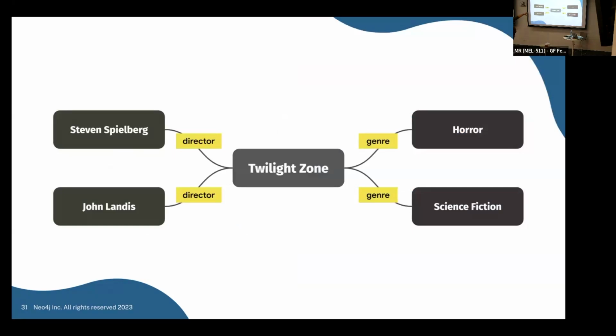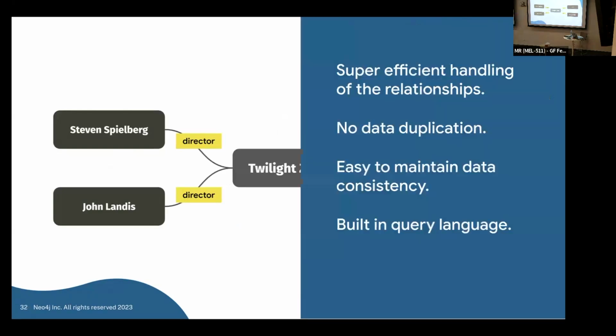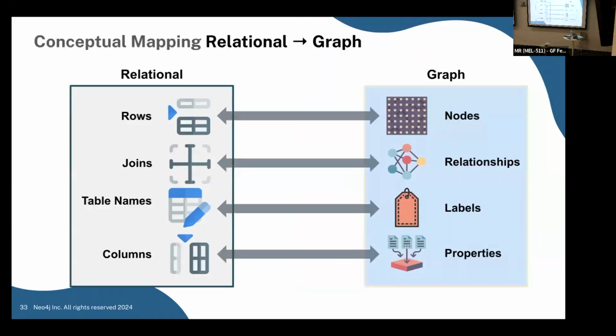So a movie over here can have multiple directors, and a movie can also have multiple genres, as I said, giving you super flexibility in terms of handling your relationships and maintaining your data consistency as well. And then there's, of course, built-in query language support. So this is a recap of how your relational to graph world will look. You have your rows, which get mapped to your nodes, joins map to relationships, and your table names map to labels and columns map to properties.